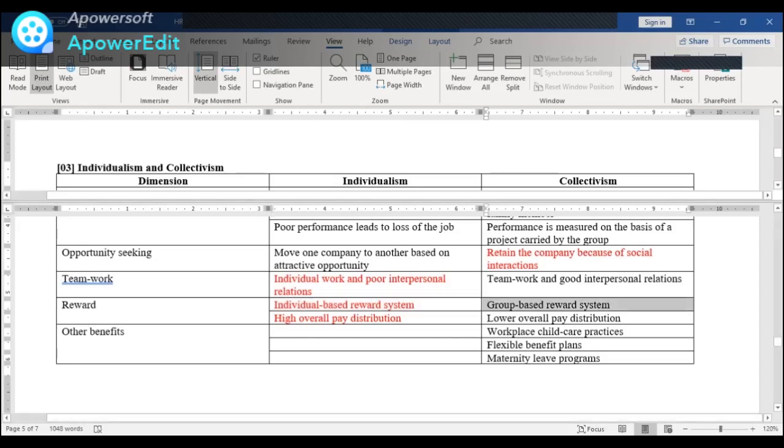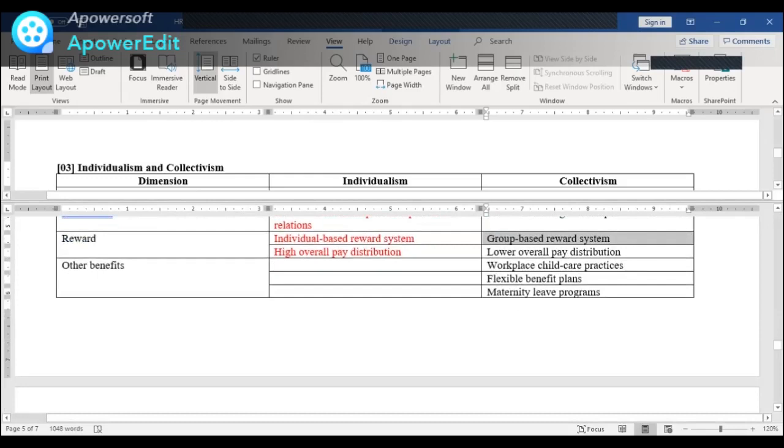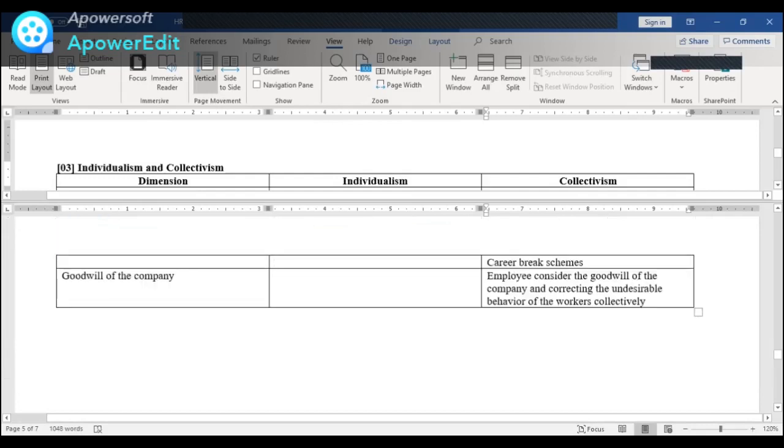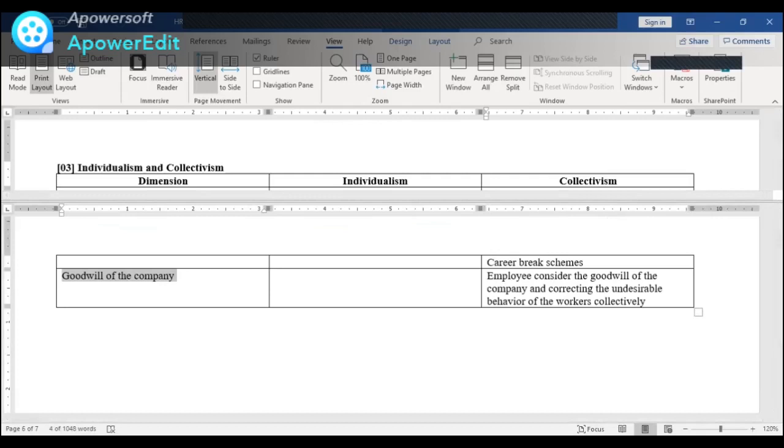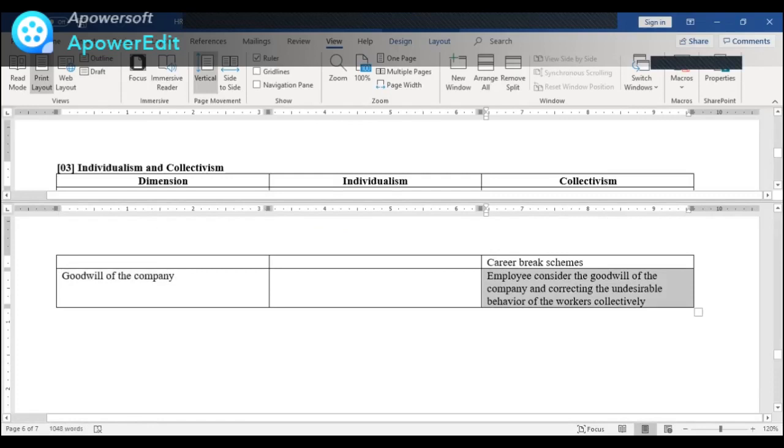However, in collectivistic culture, group based reward system and lower overall pay distribution. Other benefits. In collectivistic culture, workplace childcare practice, flexible benefit plan, maternity leaves are common. Then goodwill of the company. In individualism culture, individuals are not concerned about the goodwill of the company. They are thinking about their own goodwill. But in collectivistic culture, employees consider the goodwill of the company and correct the undesirable behavior of the workers collectively because of the goodwill of the company.